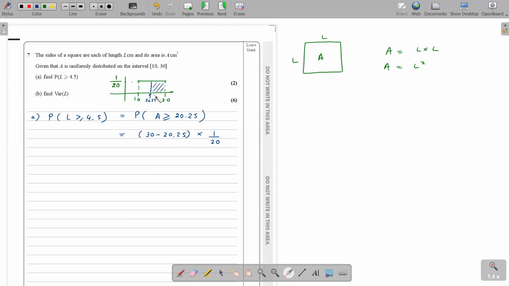So area greater than or equal 20.25 is the area of the small rectangle that I colored. 30 minus 20.25 is the length. The width is 1 over 20. How much is the answer? Exact answer, 39 over 80, which is equal to 0.4875 exactly.